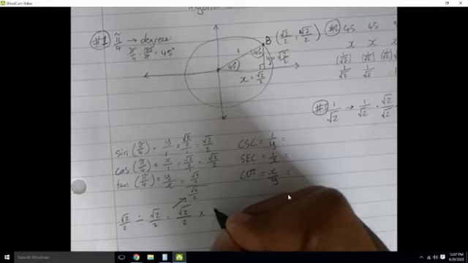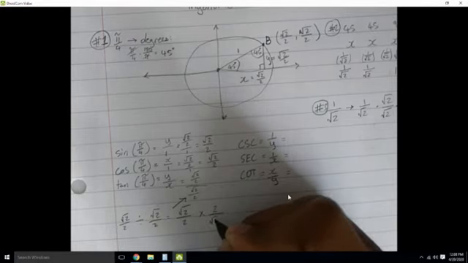and then you have 2 over root 2. When you put these together, this cancels with this, and this cancels with this. So all that we're left with is 1 over 1. So all you're left with is 1 over 1, which just gives you 1. Hopefully that's clear.